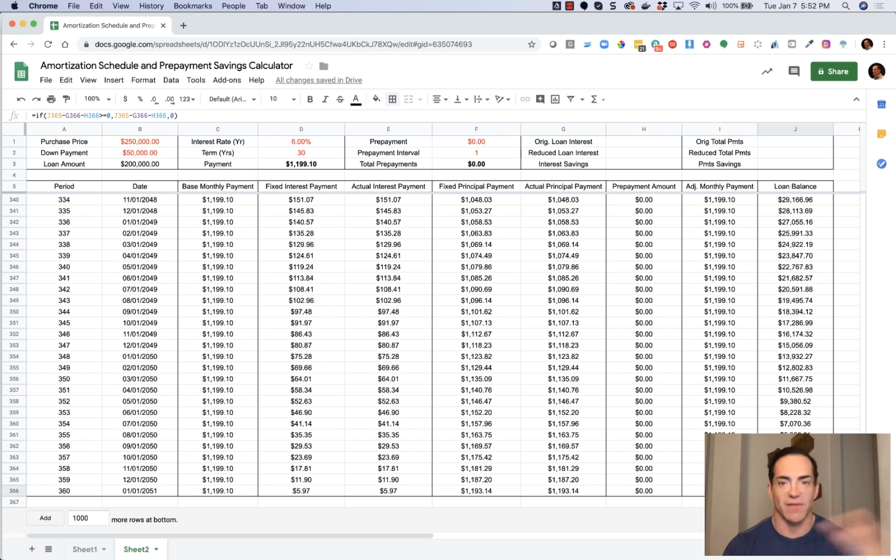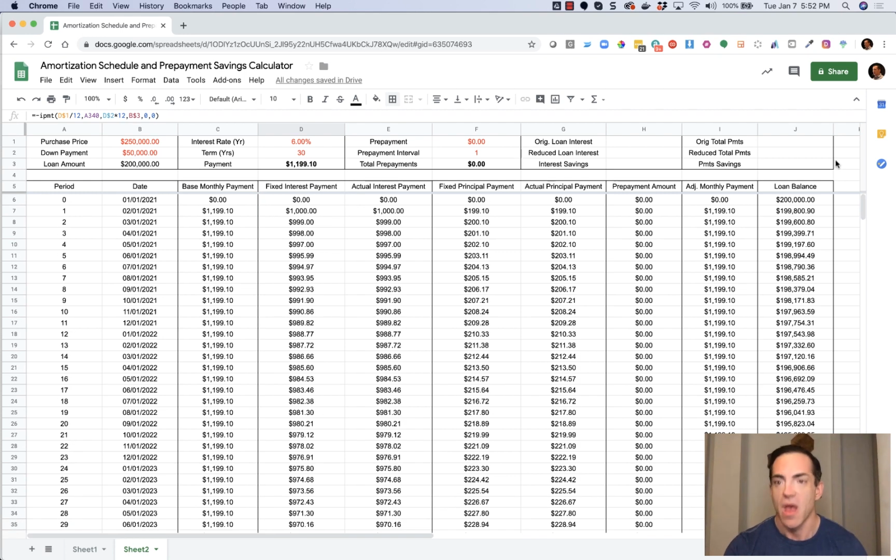So, and that also kind of tells us that all of our data checks out. And because we're not making any prepayments, our actual interest payments, our actual principal payments are always lining up with what they would have been based on a fixed payment schedule. All of our prepayments are 0. All of our adjusted monthly payments are equal to our base monthly payments because we're not making any prepayments.